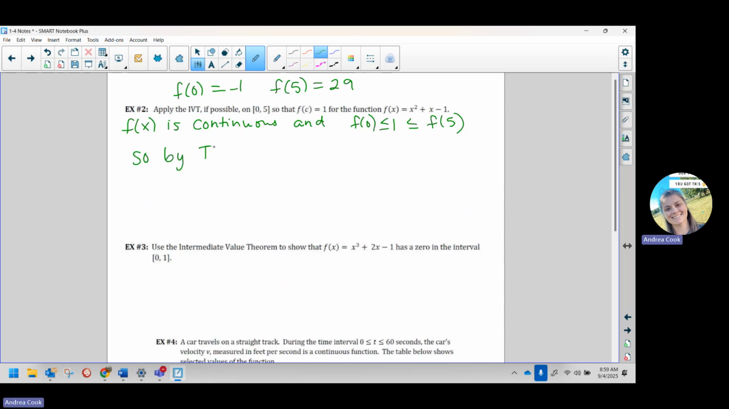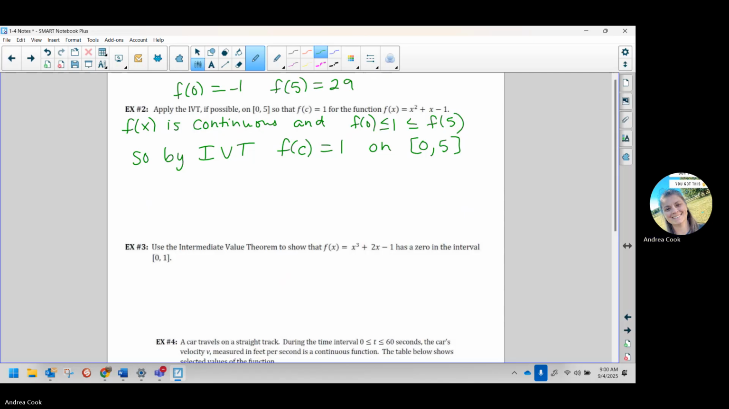So by IVT, f of c will equal 1 on the interval from 0 to 5, or between 0 and 5. Do they want us to find it yet? Let's go ahead and find c so that you have an idea.